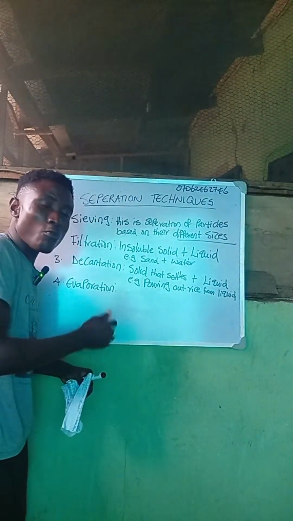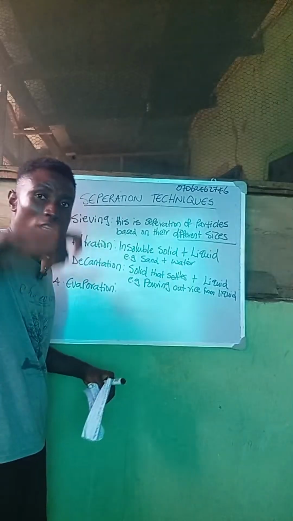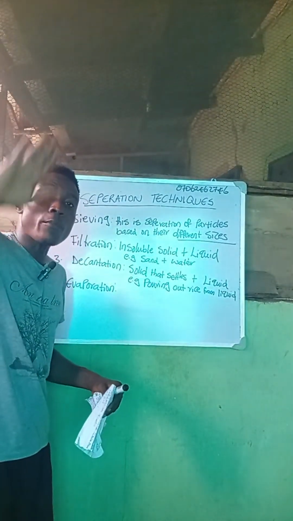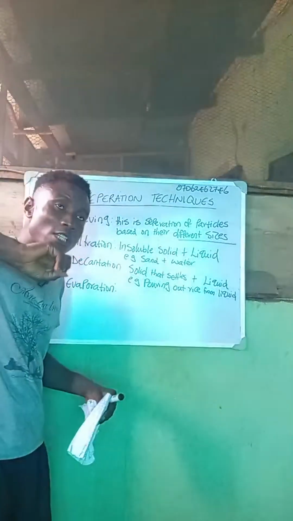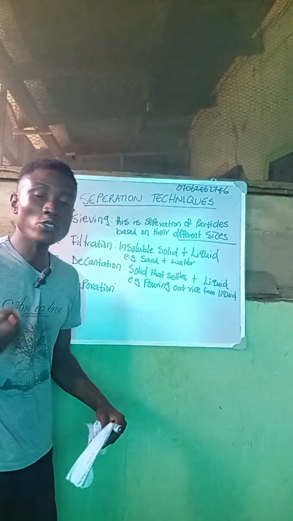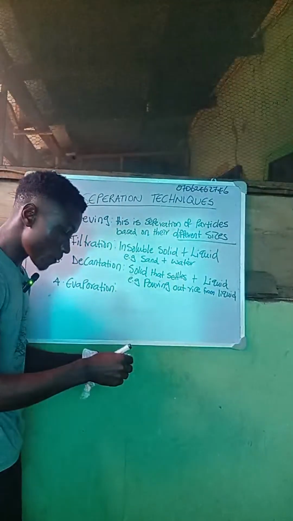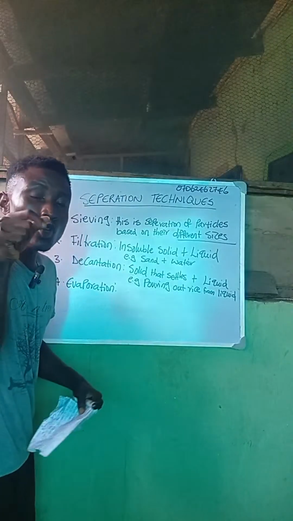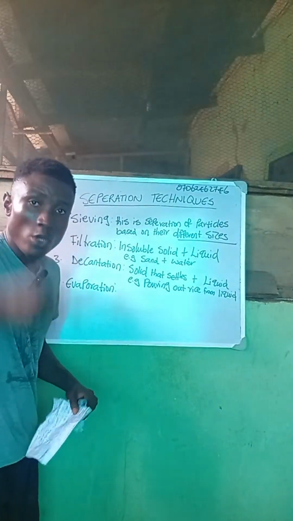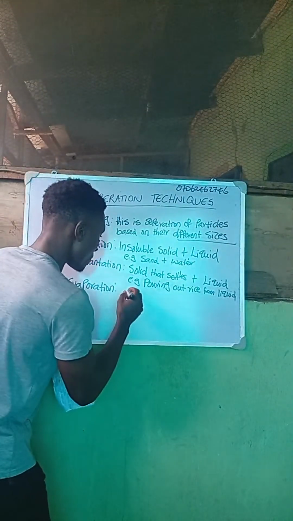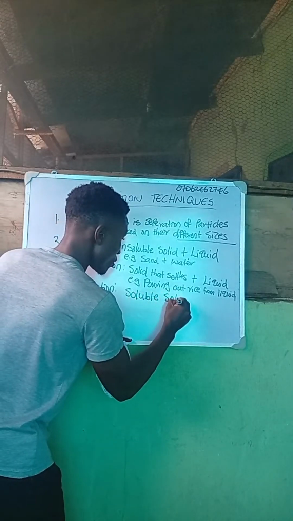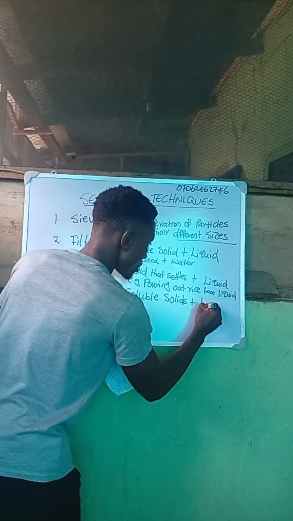So now, when you boil this water, when you heat this water to dryness, what is going to happen is that the water will evaporate to the atmosphere. The water is going to go up, and what is going to remain there is your solid salt. So evaporation involves what? Evaporation involves a soluble solid plus liquid.